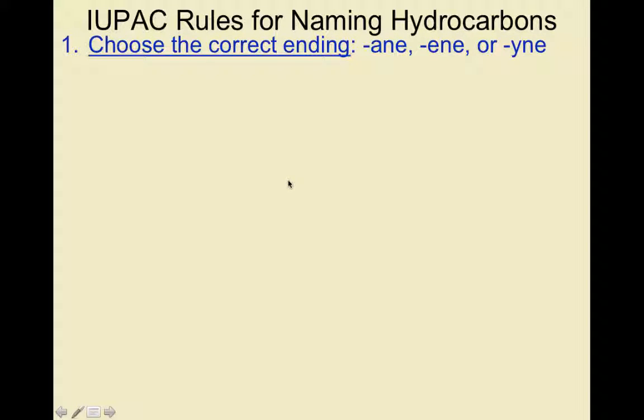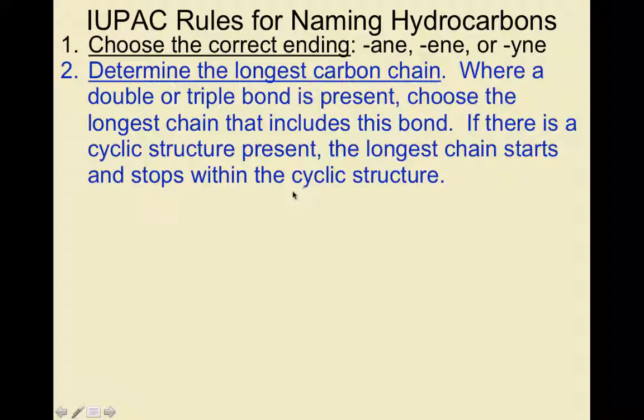So these are the rules. We have to figure out what it is and choose the correct ending. We have to find the longest chain. When there's a double or a triple bond present, we're going to choose the longest chain that includes that bond. If there is a cyclic structure present, the longest chain starts and stops within the cycle.